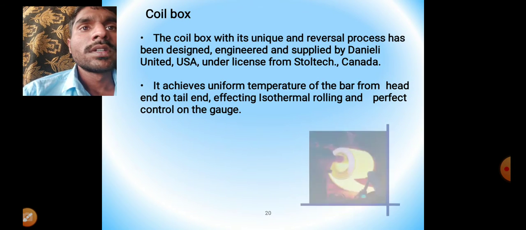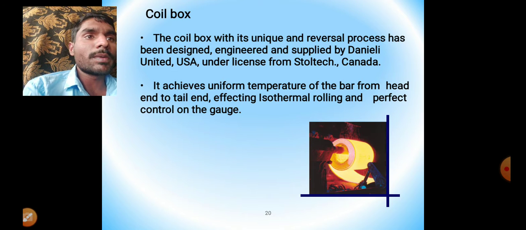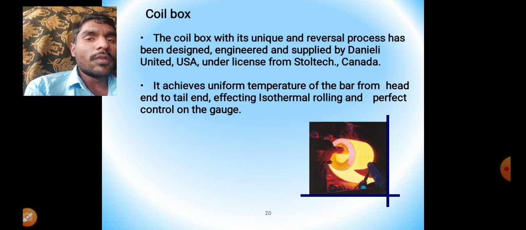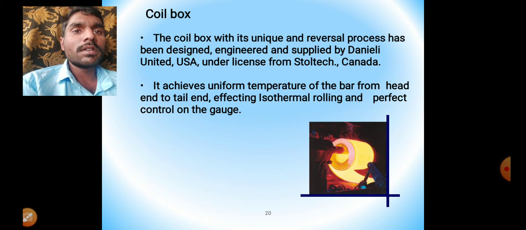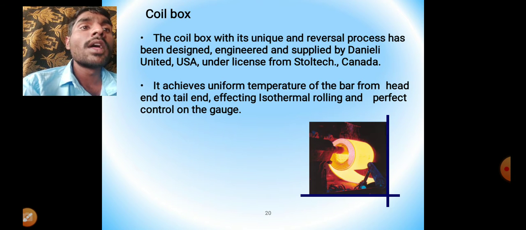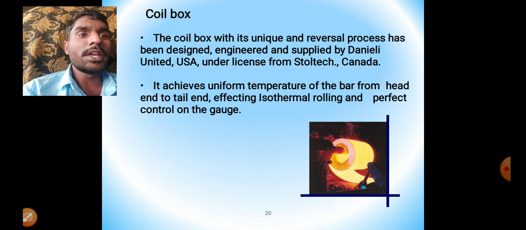Coil box. The coil box with a unique reversible process has been designed by the engineer. Why we are using the coil box: it will achieve a uniform temperature of the bar at the head end and tail end for effective isothermal rolling and effective controlling of the gauge.